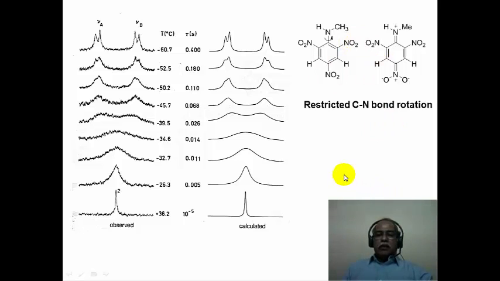So we are not done with the dynamic processes of NMR. In the next module also we will continue with the dynamic processes of fluxional molecules and certain organometallic examples of molecular dynamics by variable temperature NMR.